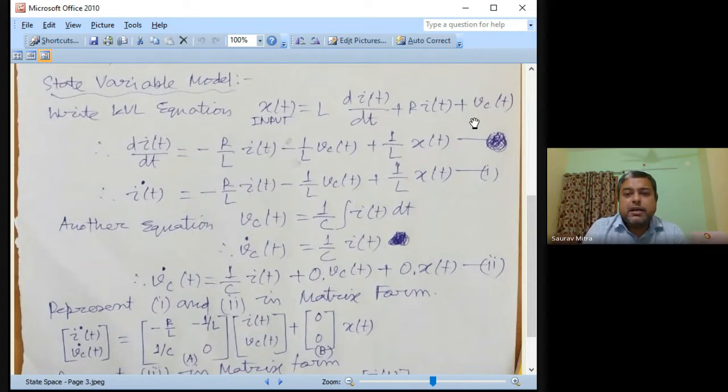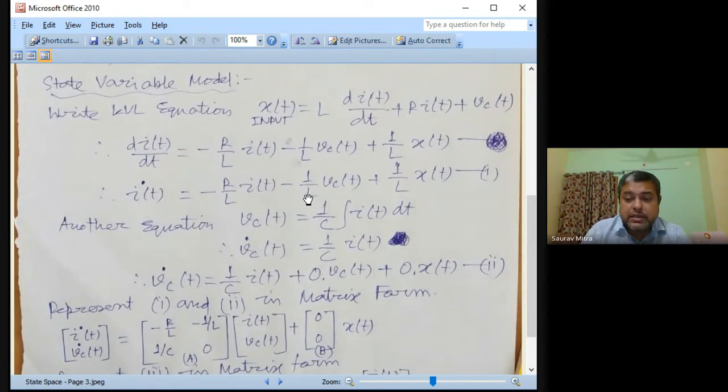Now from here we have to find out what i dot(t) is. The standard representation of the state variable model is x dot(t) = A x(t) + B u(t). This you have to remember. What are A and B? I will tell you later. First we have written x(t) = L di(t)/dt, where x is the input to the system. From here we have to find the differential equation for the first state variable, and similarly we have to find the differential equation of the second state variable from another equation.